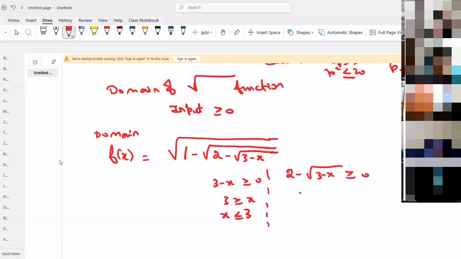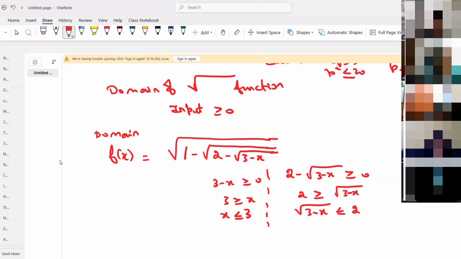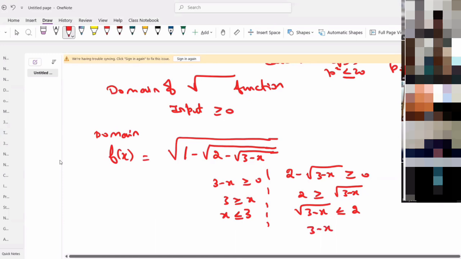Can I do that? So 2 is greater than or equal to root of 3 minus x, or in reverse, root of 3 minus x should be less than or equal to 2. We all know square root gives us a non-negative result. Can I square this inequality? Yes, because square root gives us only a non-negative result, right? So squaring this inequality, I'll get 3 minus x less than or equal to 4.